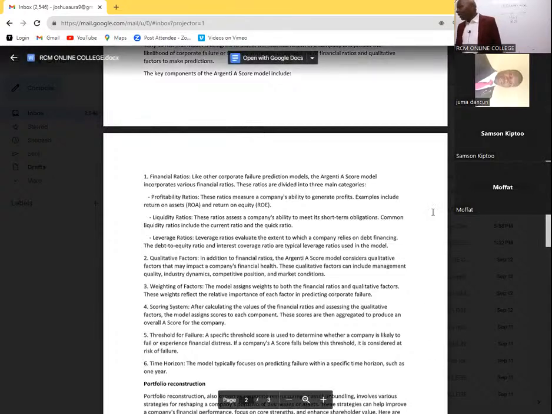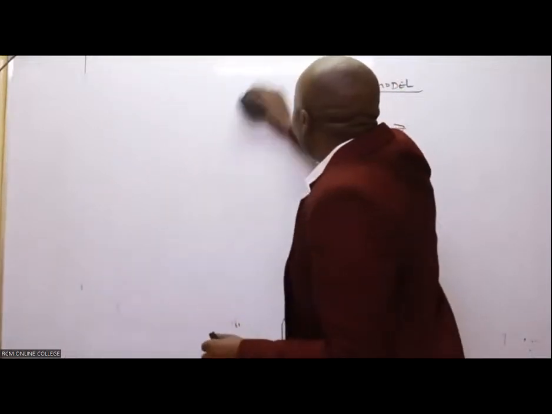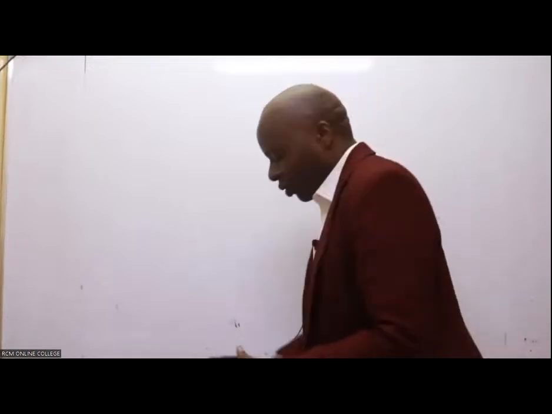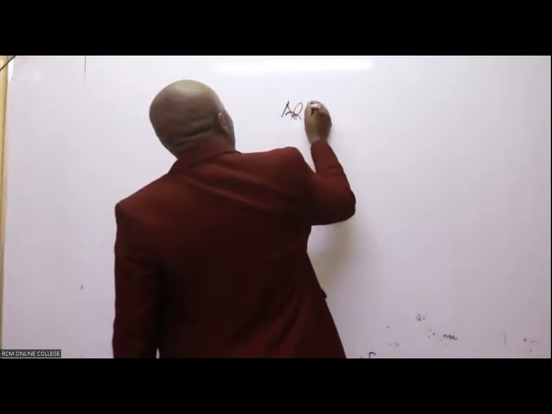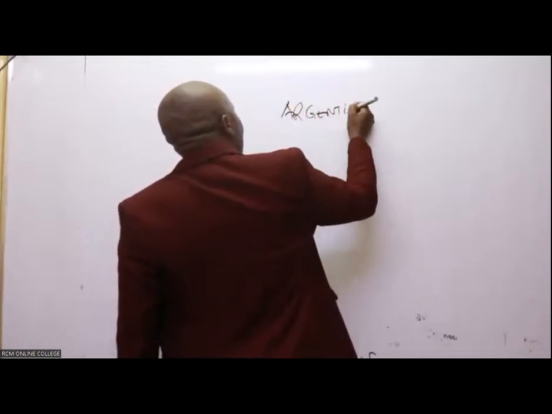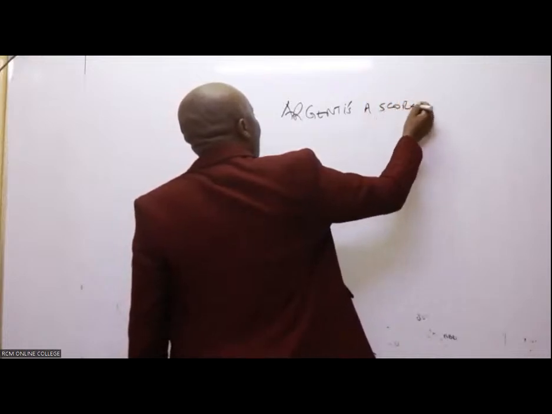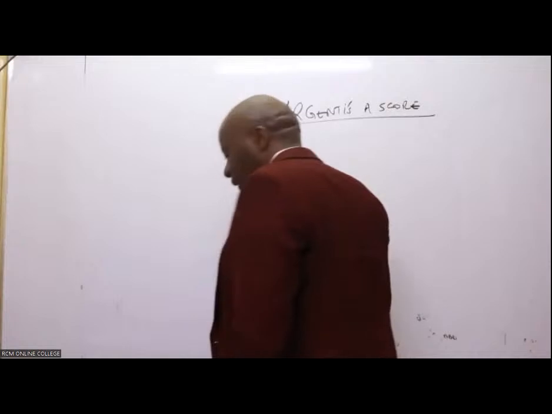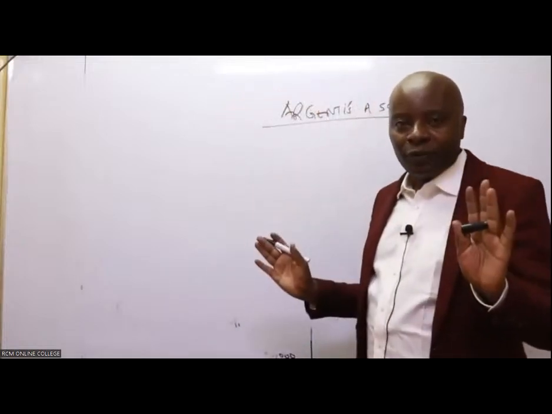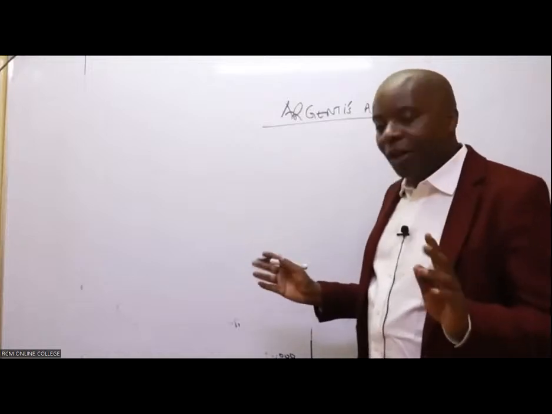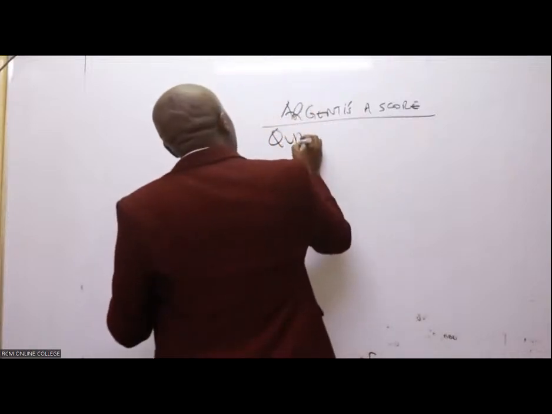When we talk of Argenti, and this is very popular in your exam, Argenti is an A-score model. What you're supposed to know, amongst all the models of predicting corporate failure, Argenti is an A-score. Amongst all those models of predicting corporate failure, this is the only model that looks at the qualitative factors. Remember, qualitative factors are unquantifiable, but very important.